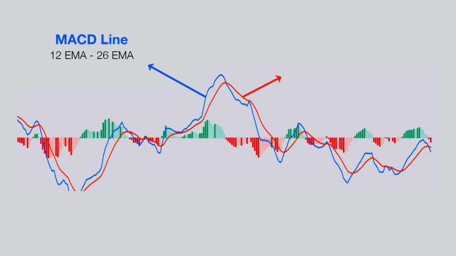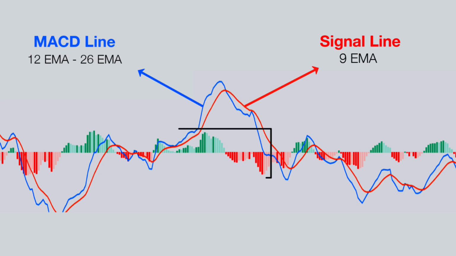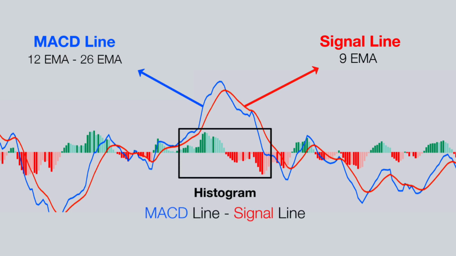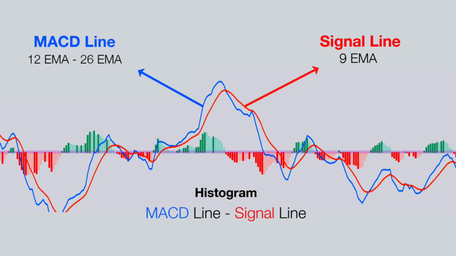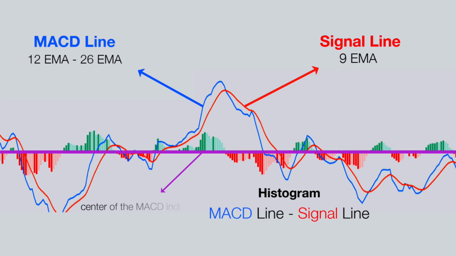Two, the signal line. The signal line is simply the 9-day EMA of the MACD line. This is a slower moving average, so it lags behind the MACD line. Three, the histogram is where you just take the MACD line minus the signal line. This shows the difference between the two lines, and it's how we measure momentum. Four, the zero line is the center of the MACD indicator.